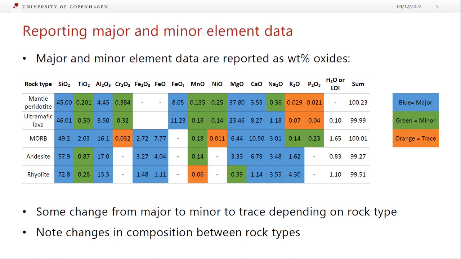Something like chromium is a minor element in mantle peridotites and ultramafic lavas, but it's a trace element in many basalts, and there's basically none of it in andesites or rhyolites. And I could go on, but generally there are changes in composition between different rock types, and that also means that what is counted as a major element or a minor element or a trace element will change as well.